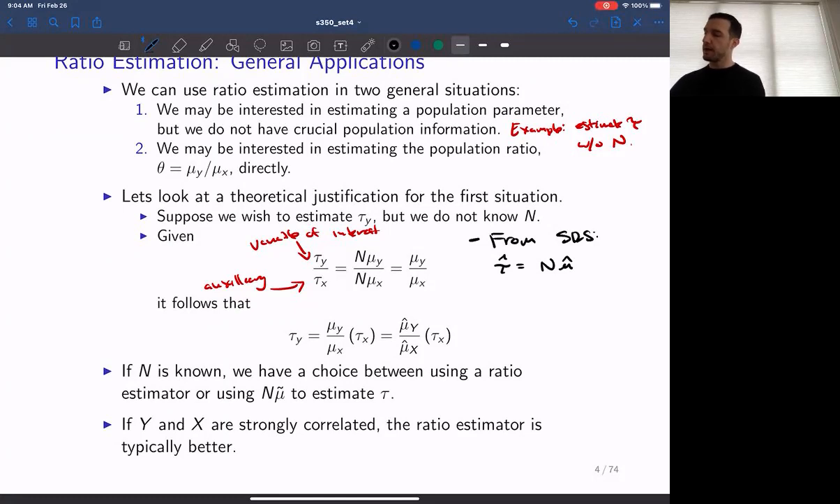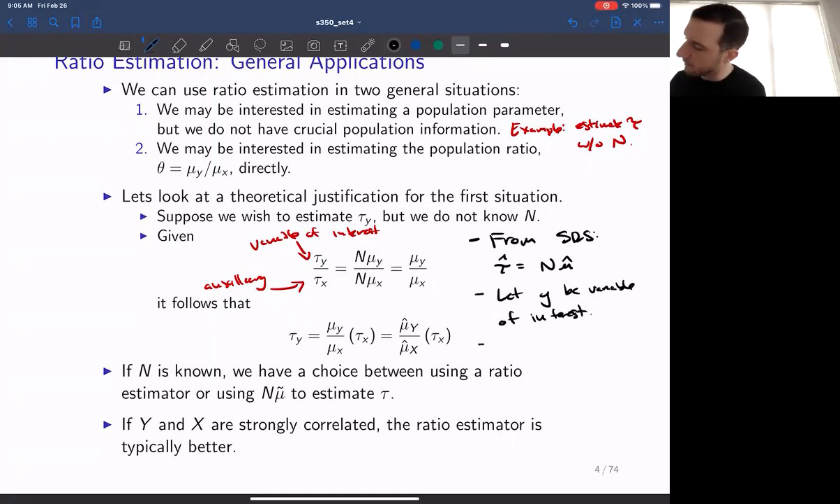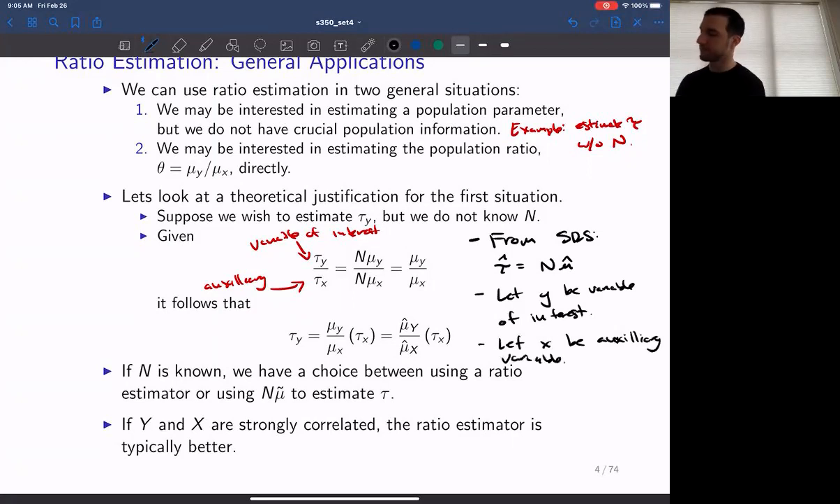So for example, on the slide, we have tau y divided by tau x. This is tau, the total for the variable of interest. So we're letting y be the variable of interest, and then we're going to let x be the auxiliary variable, or the correlated variable. I definitely spelled auxiliary wrong.